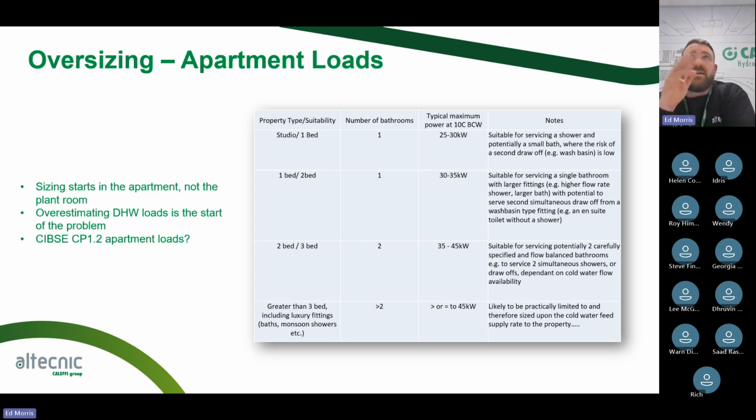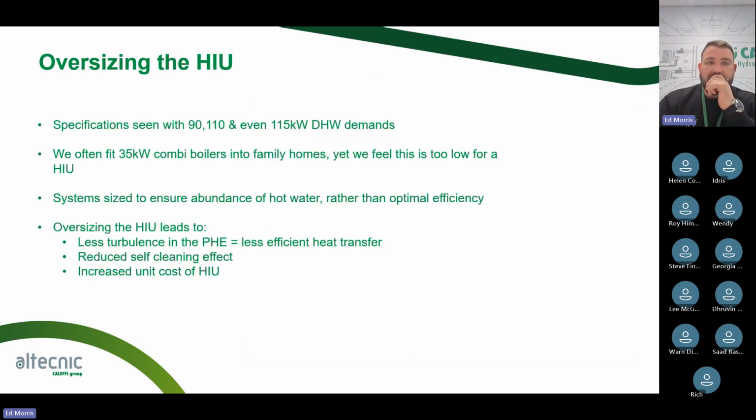So, from kilowatt ratings, a studio or 1 bed flat is 25 to 30 kilowatts, while 1 to 2 bed is 30 to 35, and then 35 to 45 as we increase in size. So we can see there the increase in kilowatt loading as we increase the size of the apartment itself. So when we size, always start at the apartment and the heat demand that's needed, not what we think we're going to need, and then divide that by the flats.